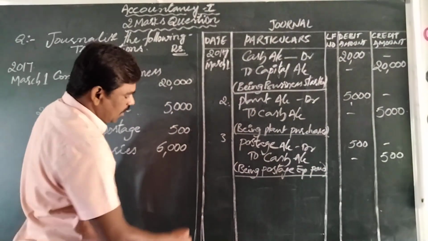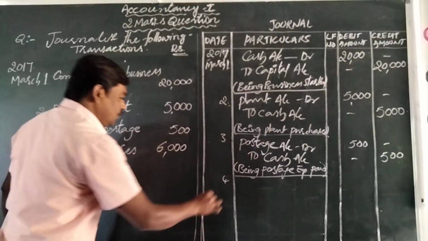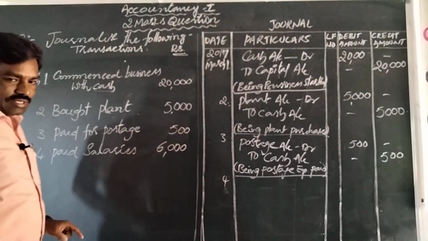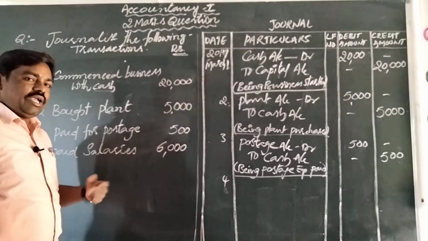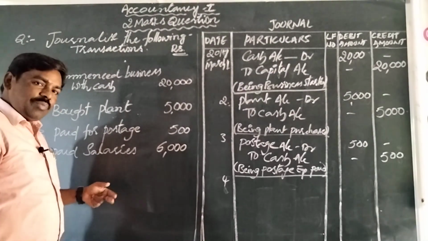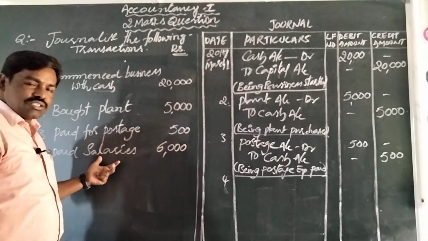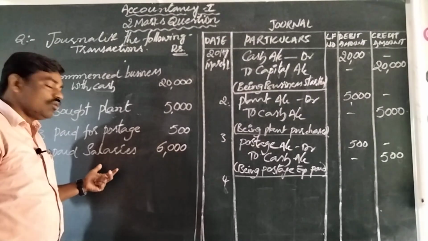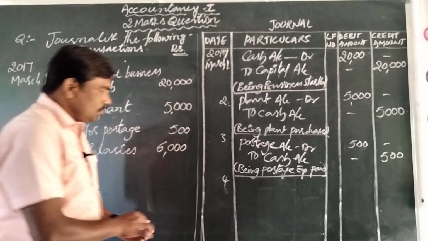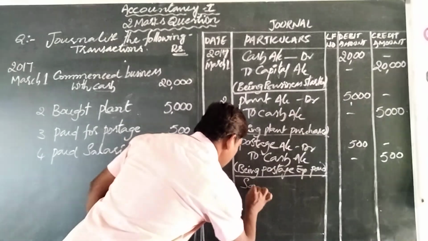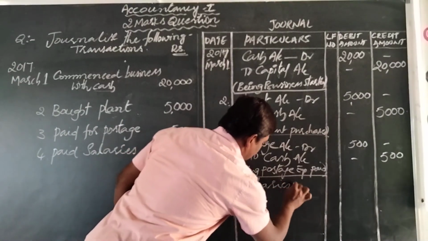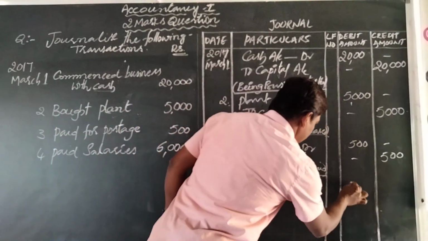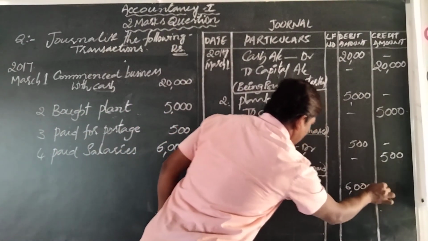Okay. And the fourth one, what is the fourth one? Paid salaries. What does it mean? We paid salaries. When we pay salaries, it is an expenditure. So expenses should be debited as per nominal account principle. So here you debit salaries. Salaries account debit, amount of rupees 6,000.